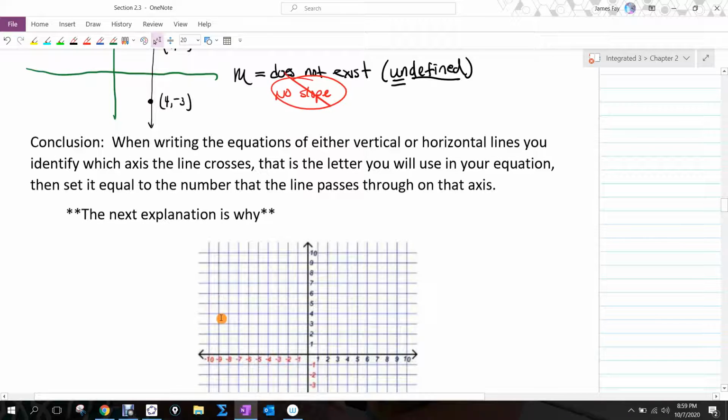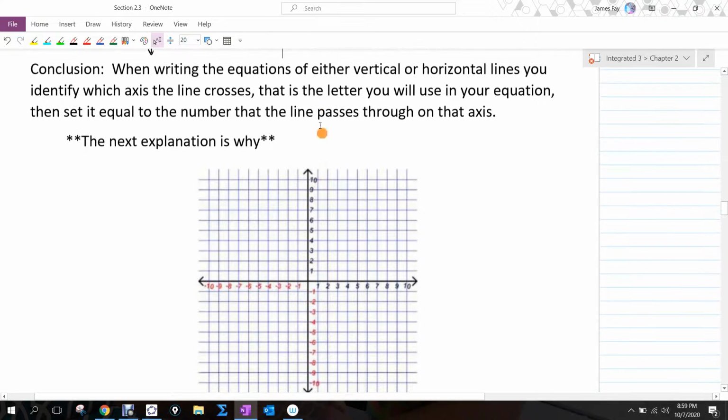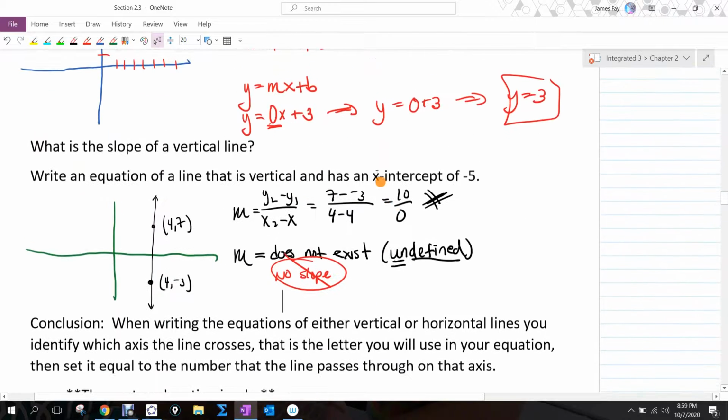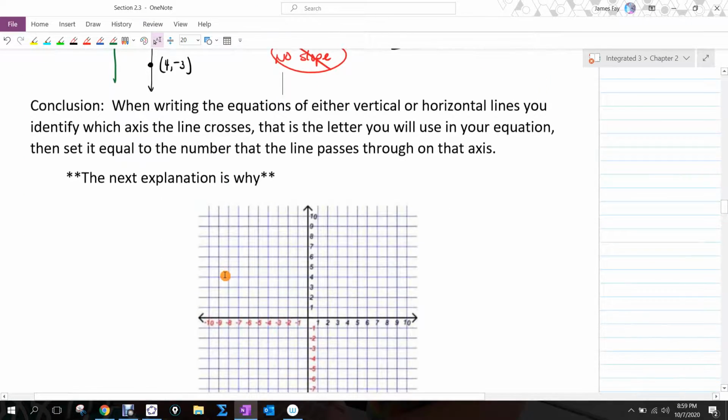So when writing the equations of either vertical or horizontal lines, you identify which axis the line crosses. That is the letter you use in your equation. Then set it equal to the number that line passes through on that axis. Okay, I know the notes say this next explanation is y, but I kind of talked through that as we did the examples here.